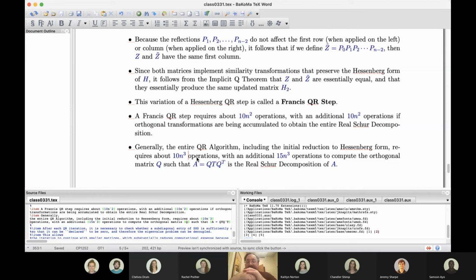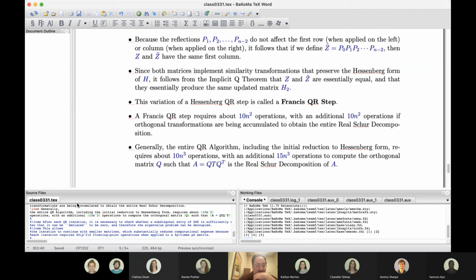Gaussian elimination takes 2/3 n cubed operations, but the constant in front of the n cubed is larger in this case. If you want the Q from a real Schur decomposition, it takes a whole lot more. And this could be used to eventually get to the eigenvectors, which I won't get into here.